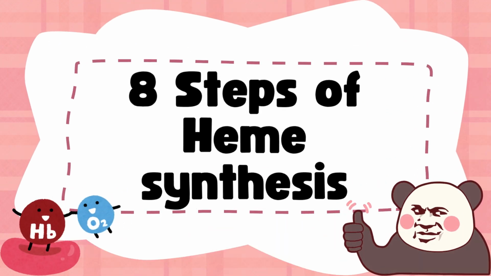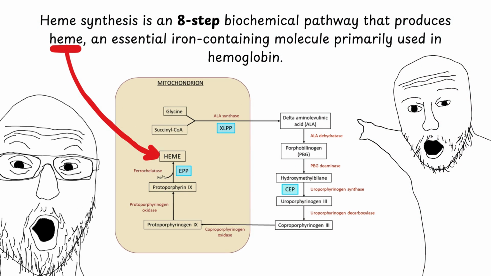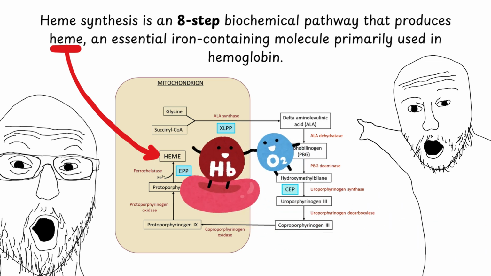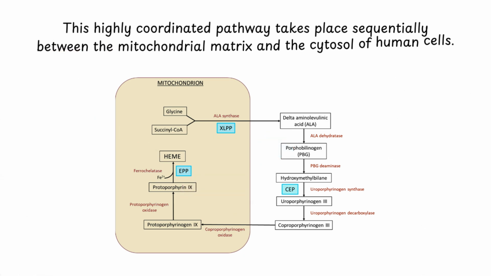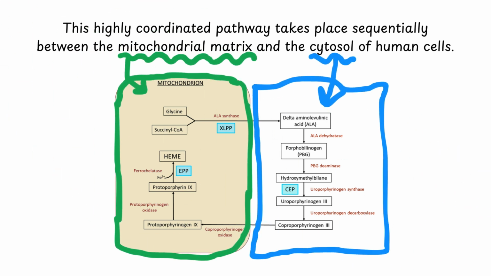The 8 steps of heme synthesis. Heme synthesis is an 8-step biochemical pathway that produces heme, an essential iron-containing molecule primarily used in hemoglobin. This highly coordinated pathway takes place sequentially between the mitochondrial matrix and the cytosol of human cells.